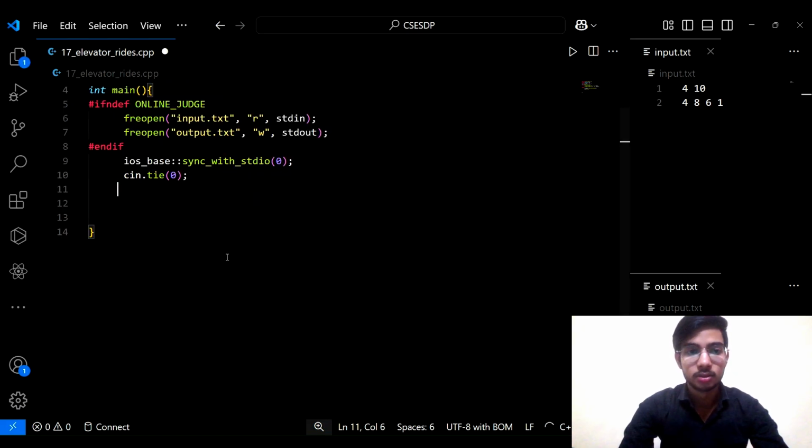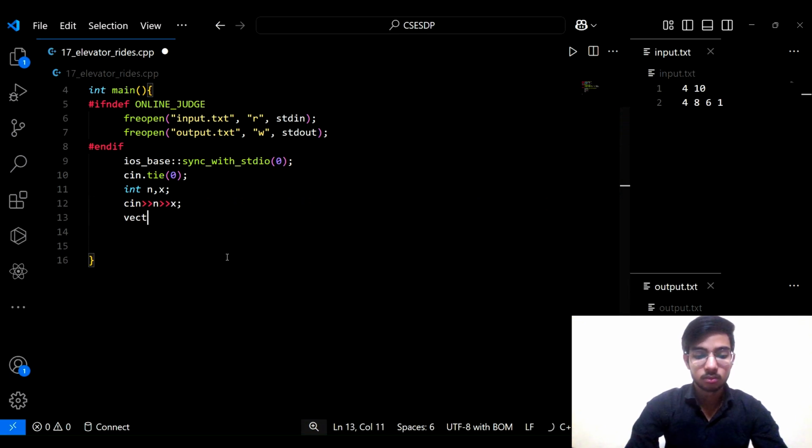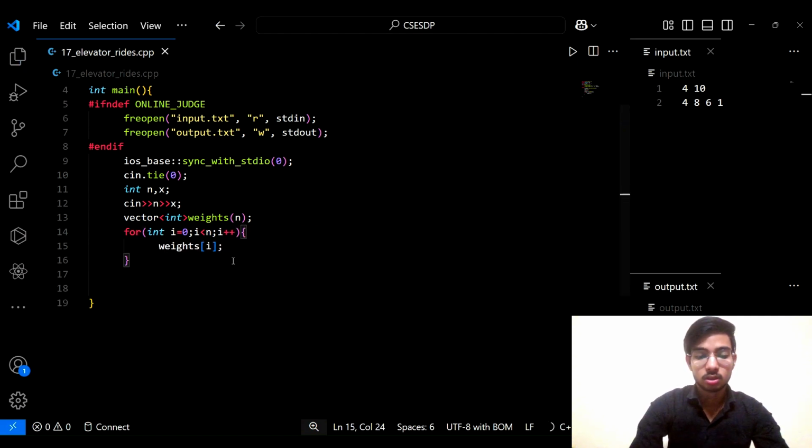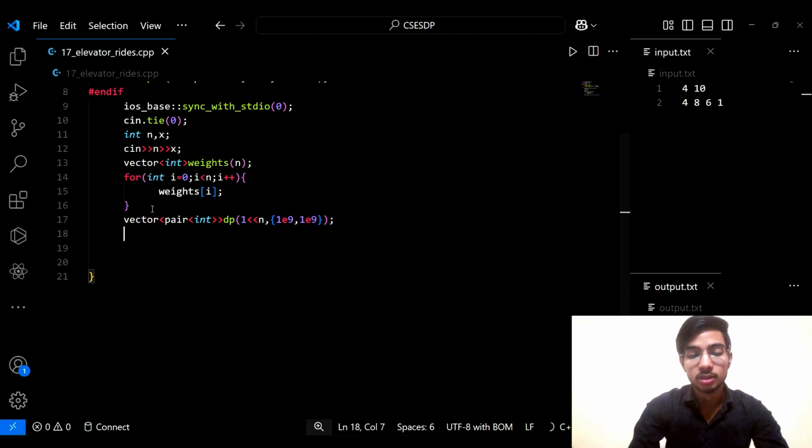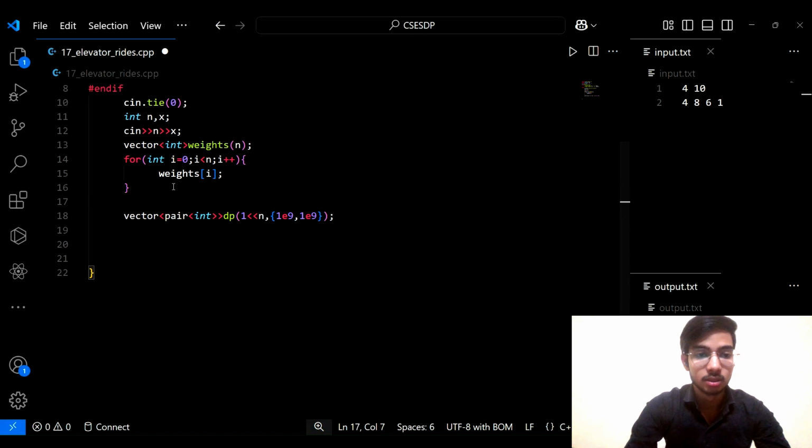So let's try to code it. We have n number of people and the allowed weight is x. Now we have to take the input weights, right? So for int i equals 0, i less than n, i plus plus, weights i, yes, this is the input. Next we have to define the vector pair of int dp of size 2 raised to the power n, and we have to initialize it with some maximum number such that we are able to update it with the minimum. Right? This is our DP.